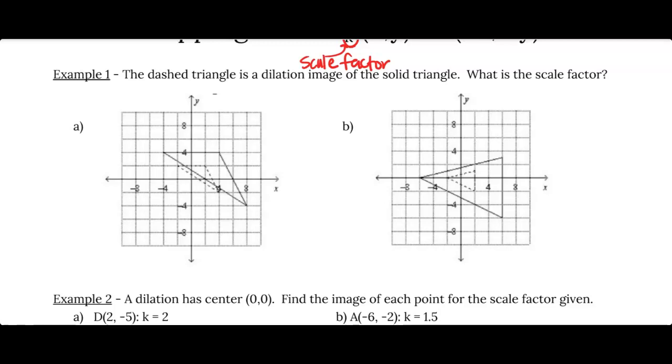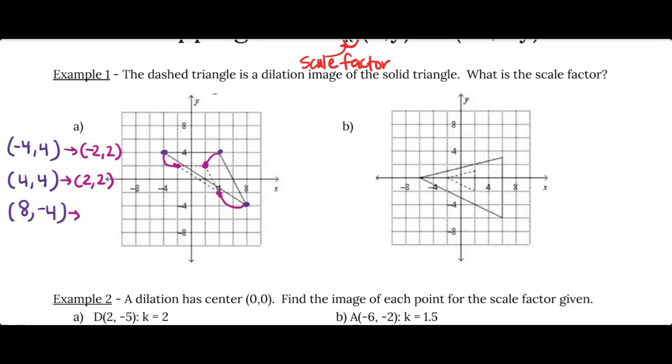So to do that, the first thing you need to do is get all of your points for your triangle. So we see the first point is at (-4, 4). The next point is at (4, 4). And the third point is at (8, -4). And we can see that this goes to here, so that's at (-2, 2). This one goes to here, which is at (2, 2). And this one goes to here, which is at (4, -2).